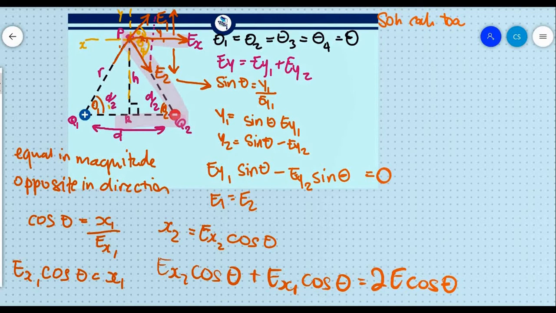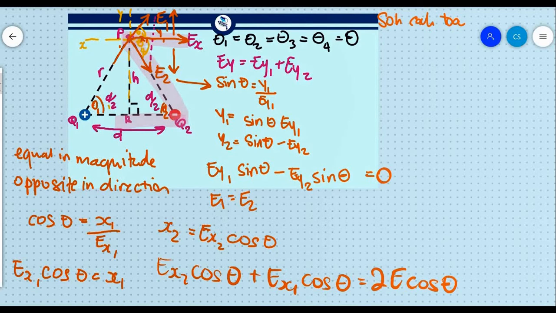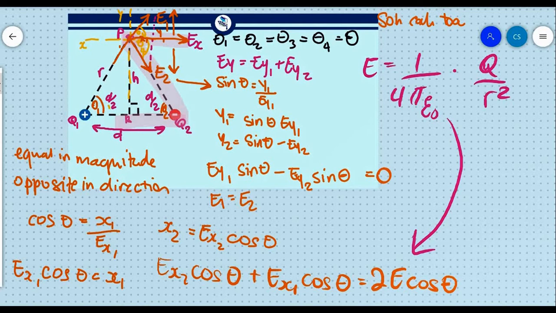Alright, that's simple enough. Now, this is where we'll introduce Coulomb's law, and we'll use the equation E is equal to 1 over 4 pi epsilon naught times Q over R squared. And this is the electric field due to a point charge. Okay? And what we'll do is substitute this equation into this equation. Okay? Because we know E.